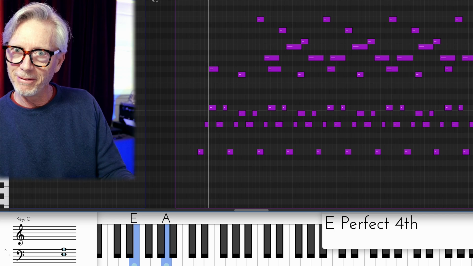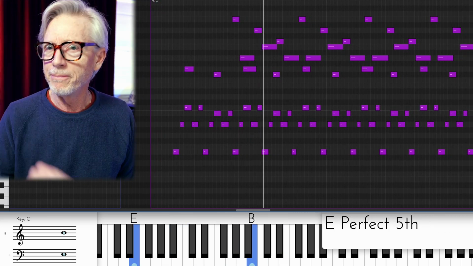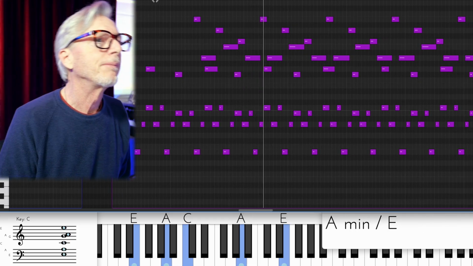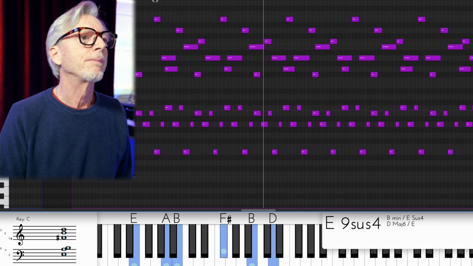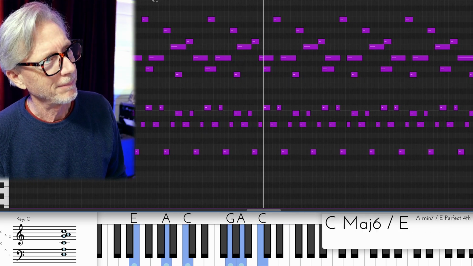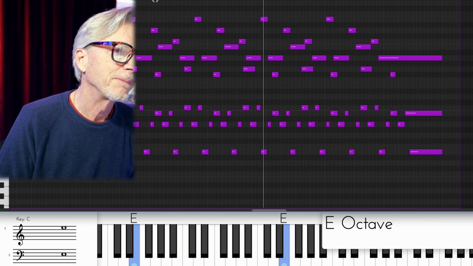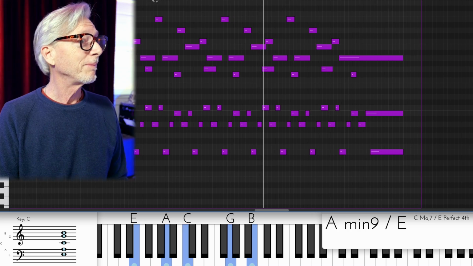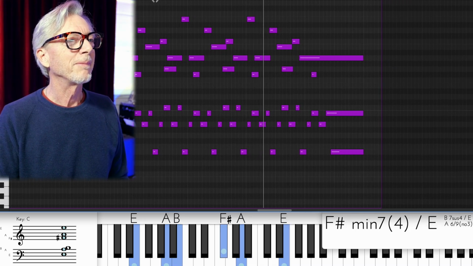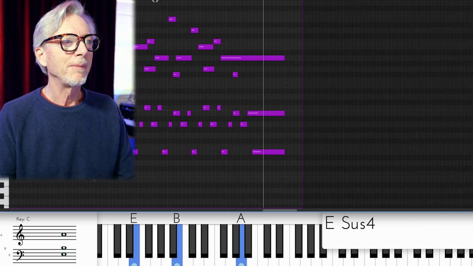Okay, here's that pattern in the left hand. And then the right hand comes in 3. Again, it's really modally saturated and satisfying to my ear in an interesting way.